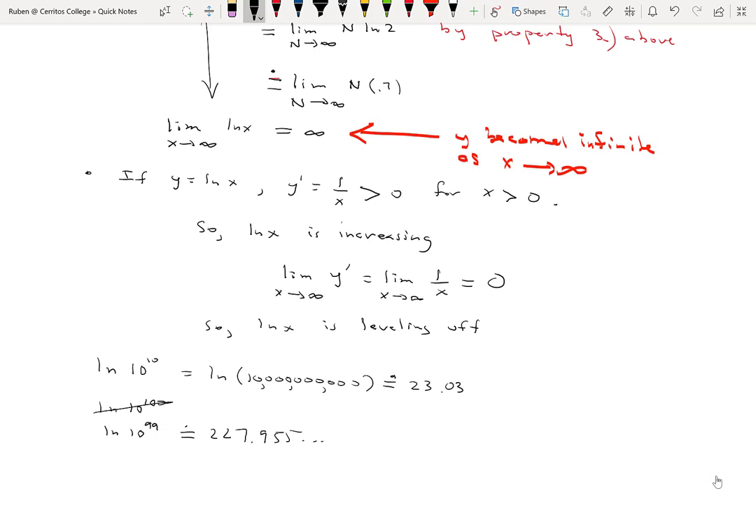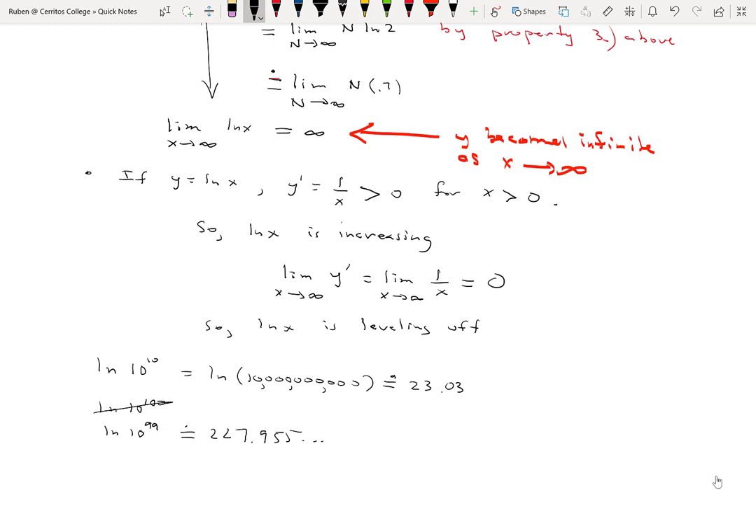This function becomes infinite, but extremely slowly, and the bigger x gets, the more slowly the y values increase. If you really think about that, that's a hard thing to wrap your mind around. The curve becomes more and more horizontal as x gets big, but never levels off. The y values become infinite.